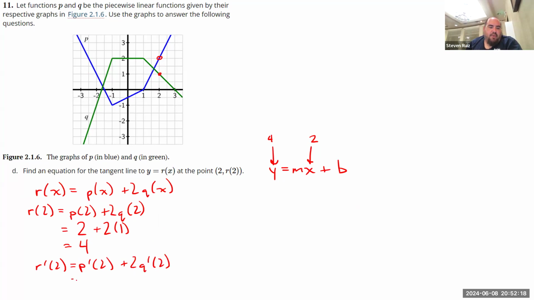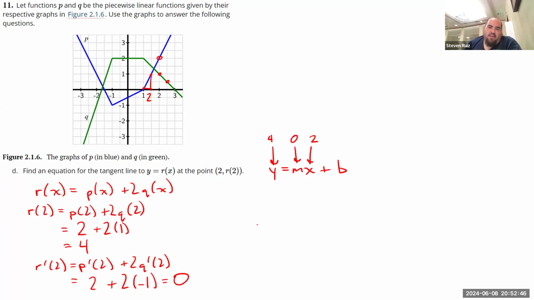And now we're looking at the slopes of lines again. What is p prime of 2? Let's find some lattice points. Looks like that slope is 2. And what is q prime of 2? That looks like -1. So I get 2 minus 2, that's 0. Okay, so that's going to simplify our calculations a lot here.